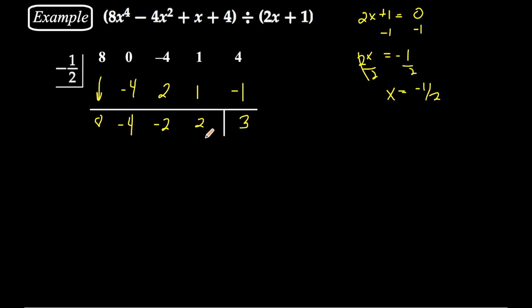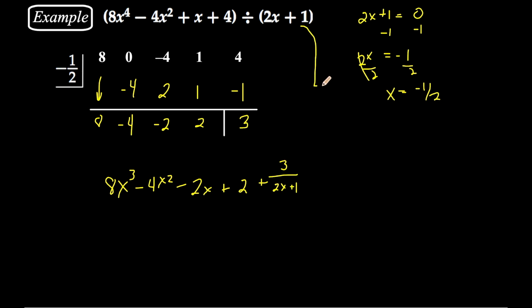So now this time we have a remainder, and remember to rewrite this as a polynomial. The degree is 1 less than what we started with. So we have 8x to the third minus 4x squared minus 2x plus 2. And now this time we have a remainder, so we're going to write that as positive 3 all over whatever we started with, which was 2x plus 1. So this thing that we were dividing by, that becomes our denominator down there.